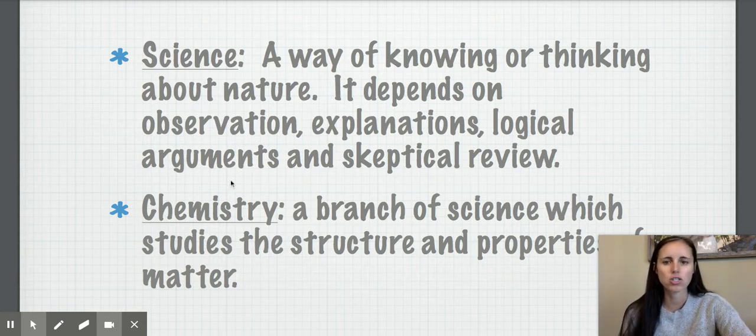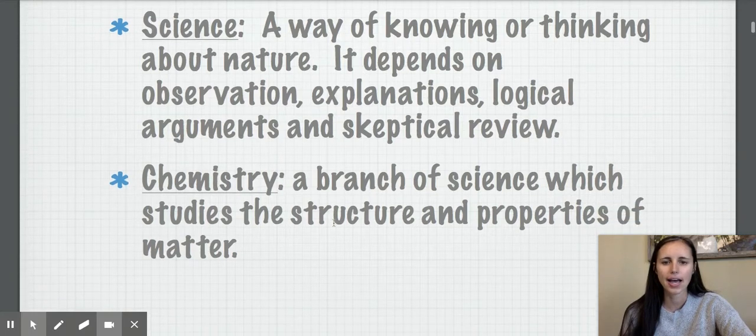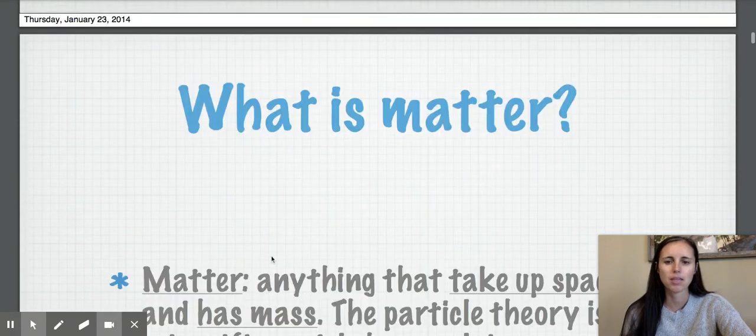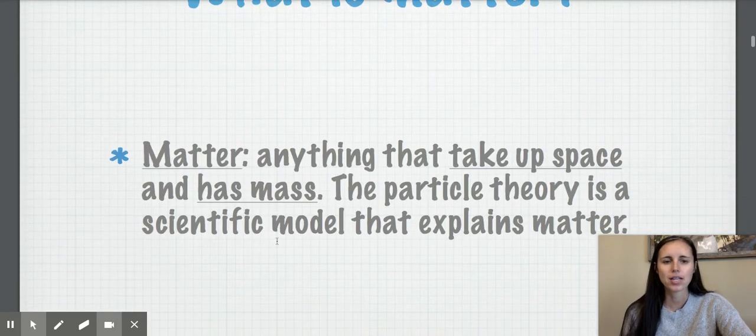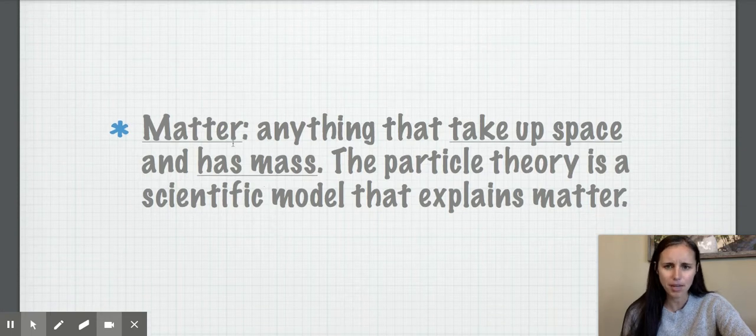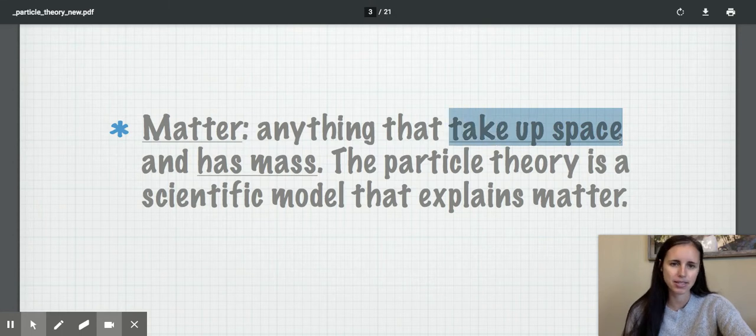Our first branch is going to be chemistry, and chemistry is a branch of science that studies structure and properties of matter. So this word is really important here. So anytime that you think chemistry, I want you to think about this term, matter. Now the big question is, what is matter? So let's give a definition of matter. Matter has two components. It's anything that takes up space and anything that has a mass.